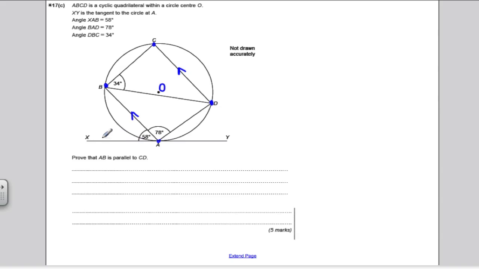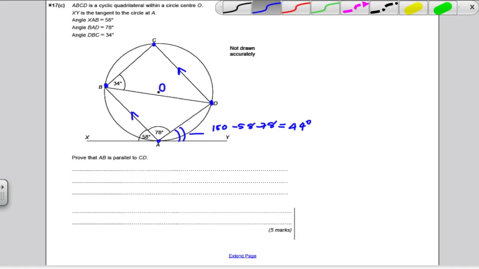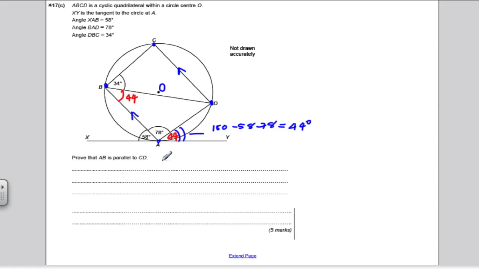XY, it tells you, is the tangent. So angles on a straight line add to 180, so this angle here must be 180, subtract 58, subtract 78, which is 44. So this angle here must be 44 degrees. Now, using the alternate segment theorem, if this angle here is 44, this angle here must also be 44. And similarly, as that's 58, this angle here must be 58 degrees.